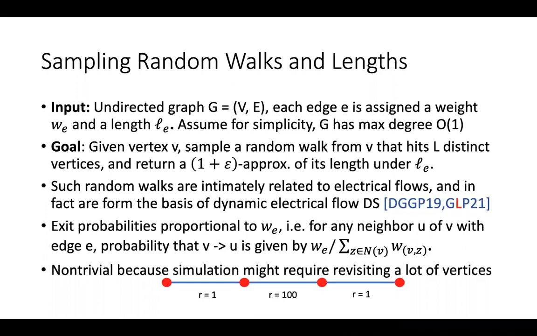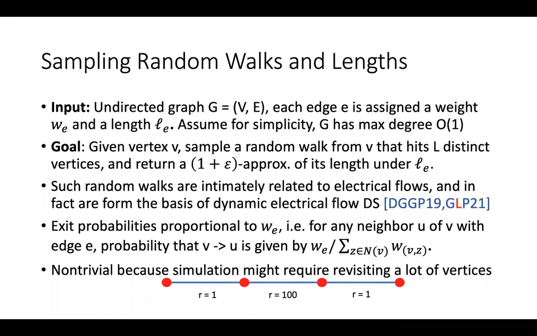The input for this setting is an undirected graph G, where each edge is assigned both a weight and a length. Let's assume for simplicity that the graph G is sparse and has max degree O(1). Given a vertex V, we want to sample a random walk from V that hits L distinct vertices, and we want the algorithm to also return a 1 plus epsilon approximation of the length of the random walk, where the length is given by LE.